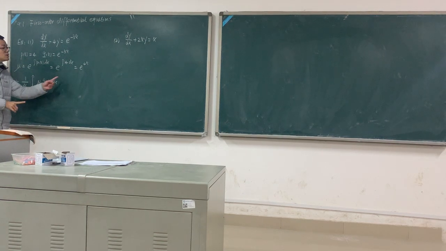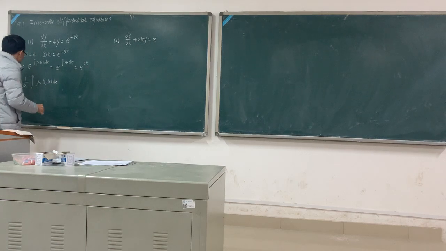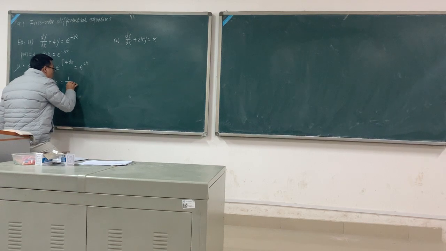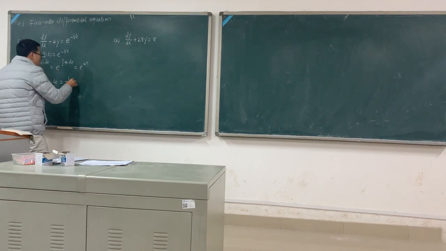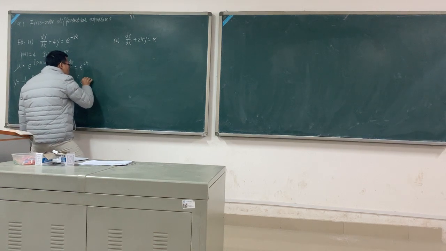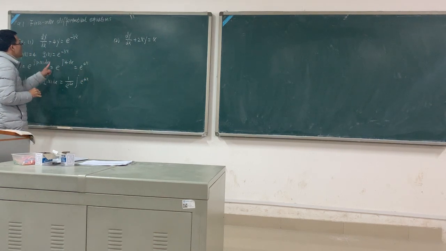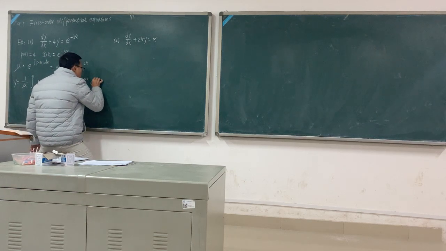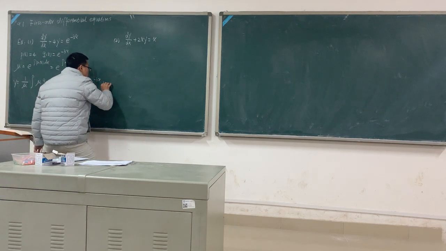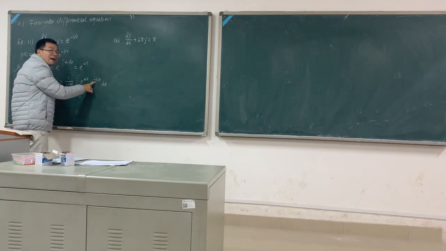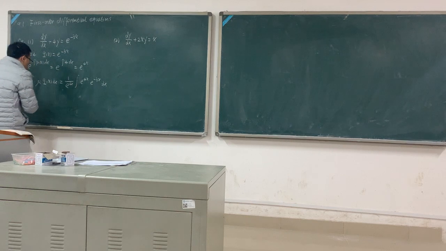So here mu is e to the power 4x, so we have 1 over e to the power 4x, times the antiderivative of e to the power 4x times q(x). q(x) is e to the power minus 3x, so e to the power minus 3x dx. So 4x minus 3x, so here is what?